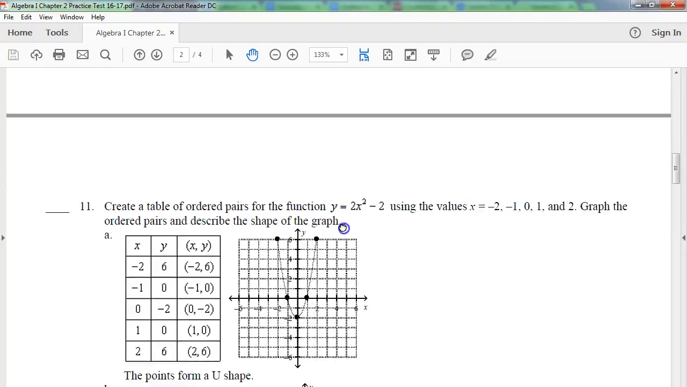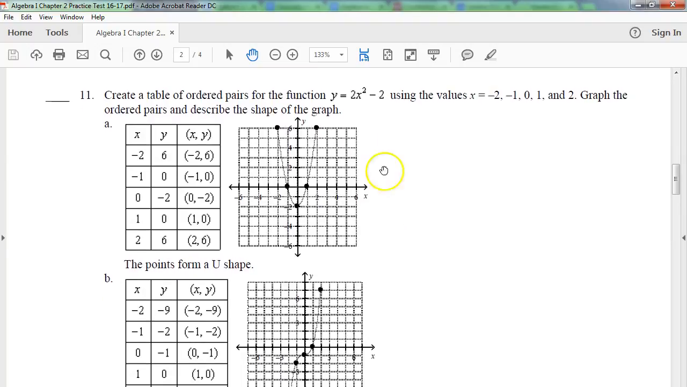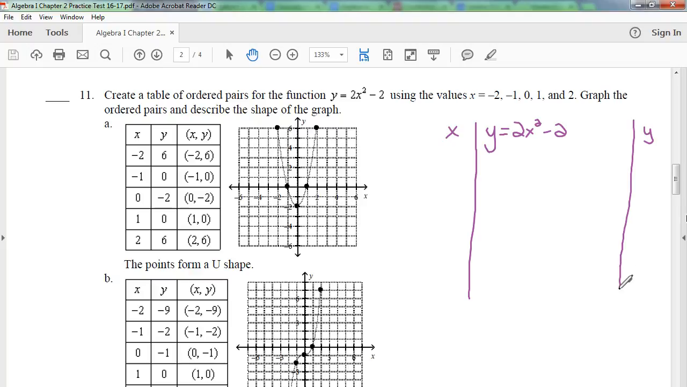Number 11, create a table of ordered pairs for the function y equals 2x squared minus 2 using these values for x: -2, -1, 0, 1, and 2. Graph the ordered pairs and describe the shape of the graph. Okay, so we have y equals 2x squared minus 2, and make a table here.